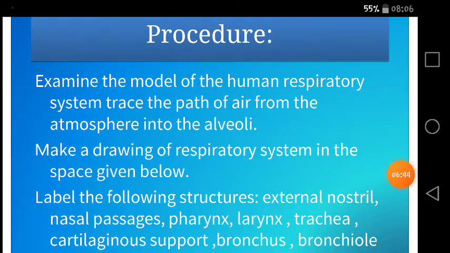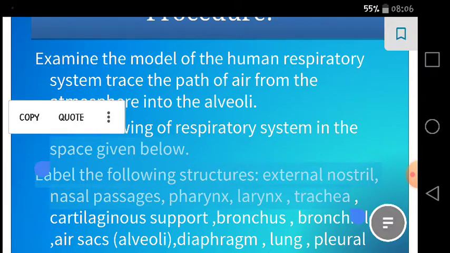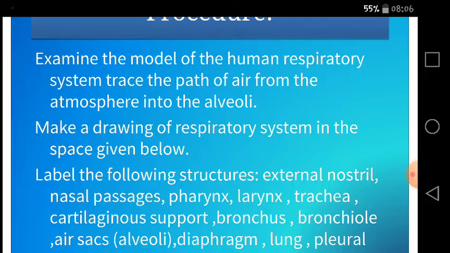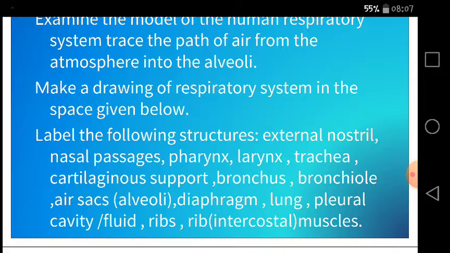Now we are going to focus on the procedure. First of all, we have to examine the model of the human respiratory system, trace the path of the air from the atmosphere into the alveoli, make a drawing of the respiratory system in the space given below, and then label the following structures: external nostril, nasal passages, pharynx, larynx, trachea, cartilaginous rings, bronchus, bronchiole, air sacs or alveoli, diaphragm, lungs, pleural cavity, ribs, and intercostal muscles present between the ribs.